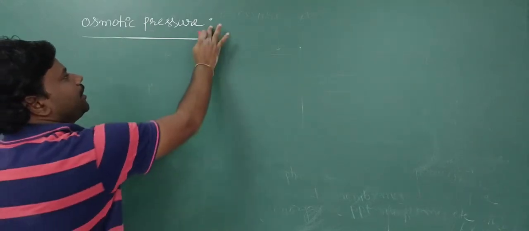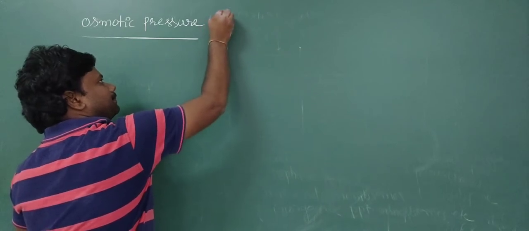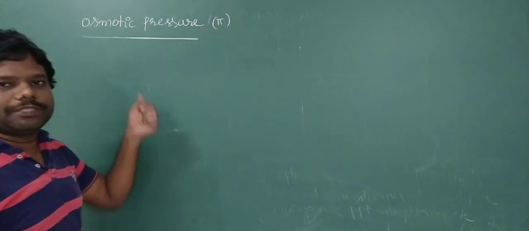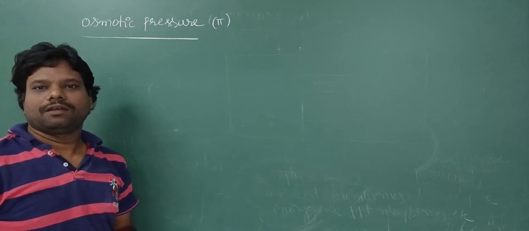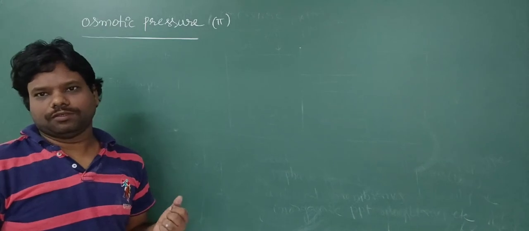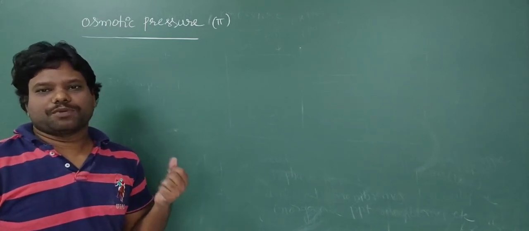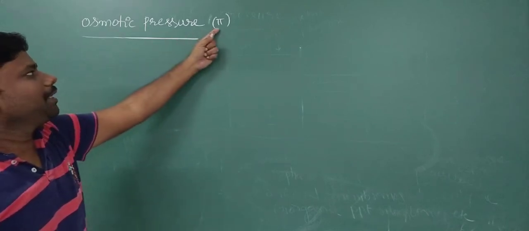Osmotic pressure is denoted by pi. Look here, it is the extra pressure applied on the solution to just stop the osmosis. So osmotic pressure is denoted by pi here.